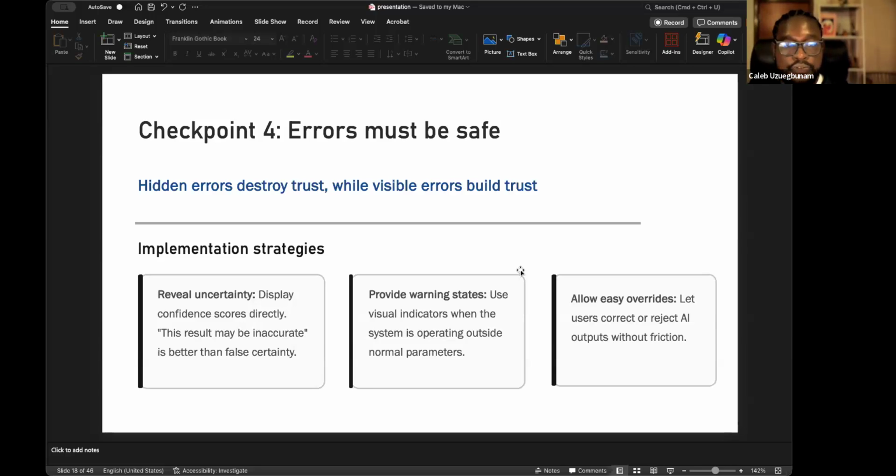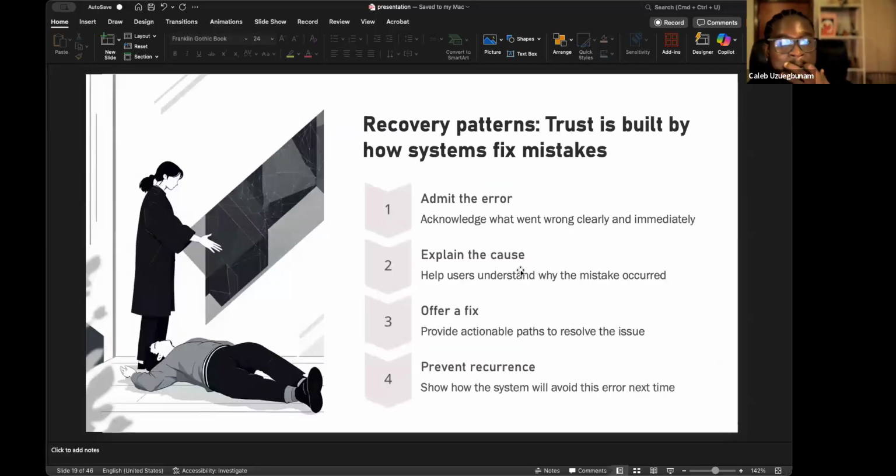So the strategy is to make errors safe, and to make them safe, you need to make them visible and then make them escapable, for lack of a better word. There has to be something that the user can do to navigate beyond that error. These are the recovery patterns. Trust is built by how systems fix mistakes. If the user can see a system fix its own mistake when it's been escalated or nudged to do so, then it builds trust.